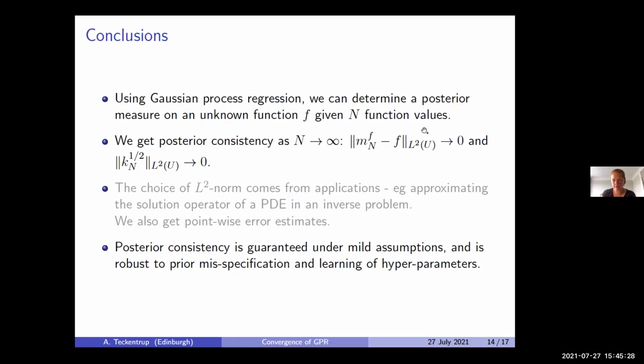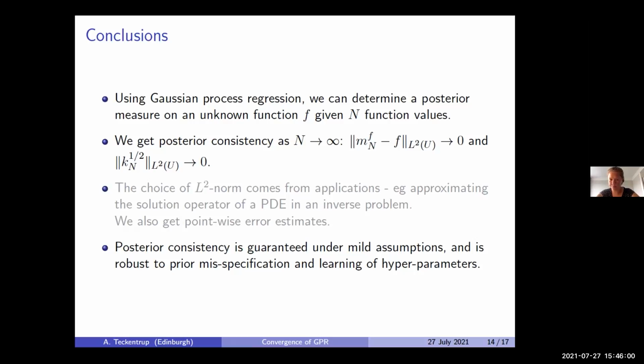The reason that we have these L2 norms here comes from the application that I very briefly showed at the end. If you use this to approximate the PDE in an inverse problem, then you end up using these L2 errors, but we also get pointwise errors. So if you're interested in a pointwise error, then we do get that as well. And just to emphasize again, to get this posterior consistency and to recover the truth as n tends to infinity, you don't need very many assumptions.